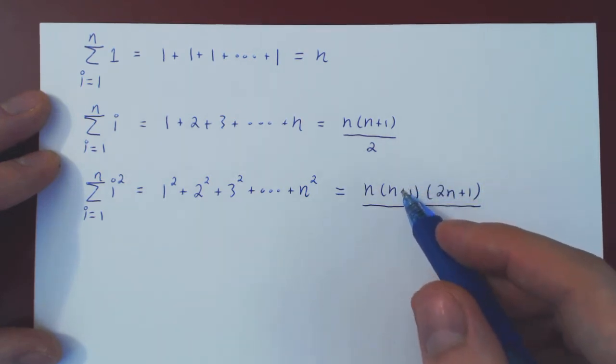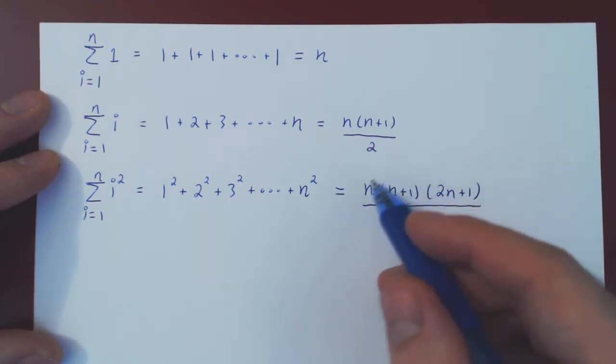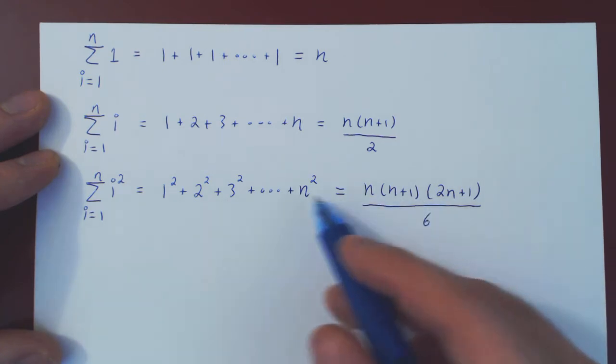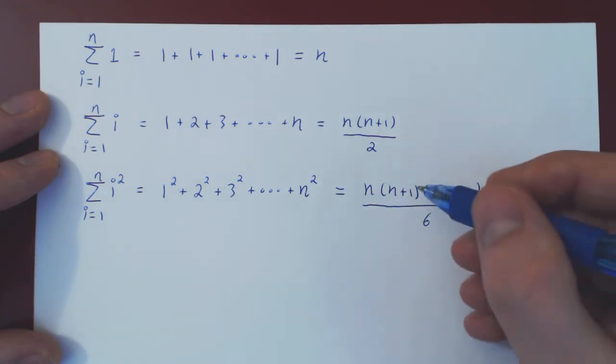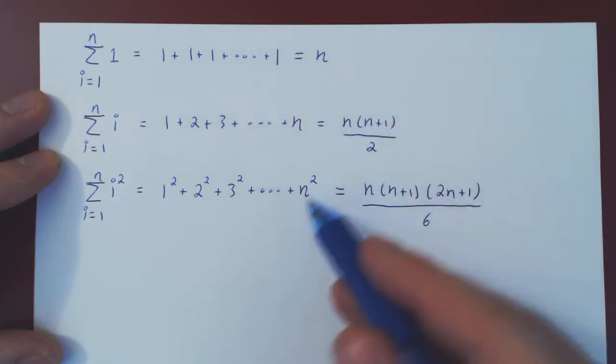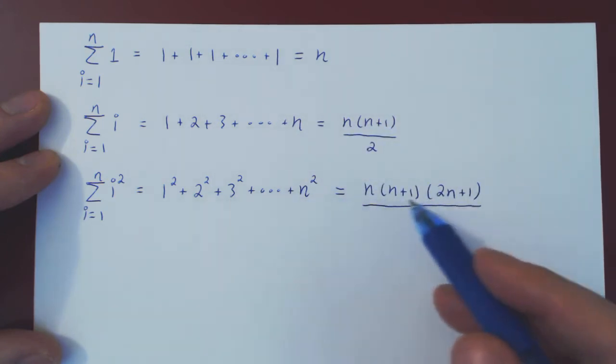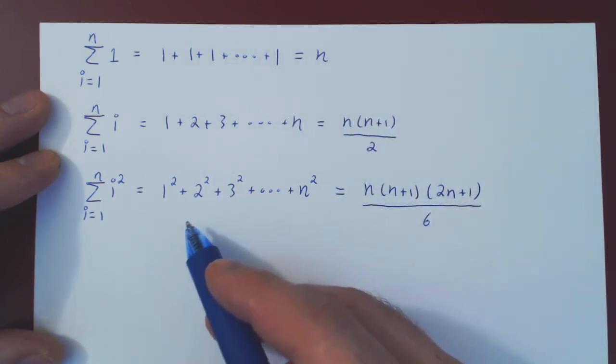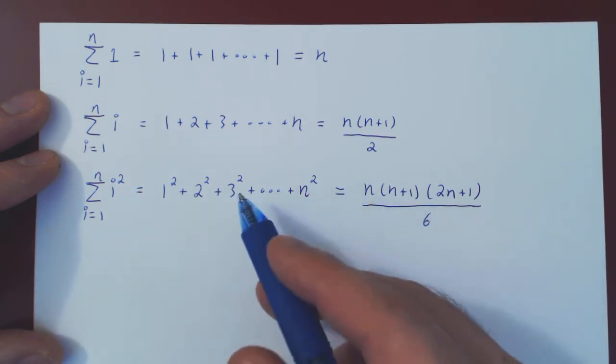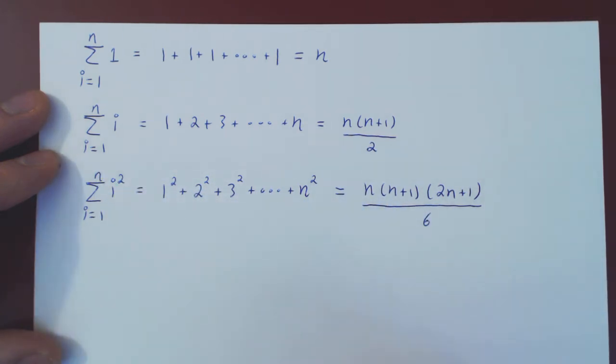And as I've said previously, this is far from obvious. To derive this formula requires much more work than to derive this one. So I'll just give you the result, and then I'll show you one example to at least convince yourself that this works for a given value of n.